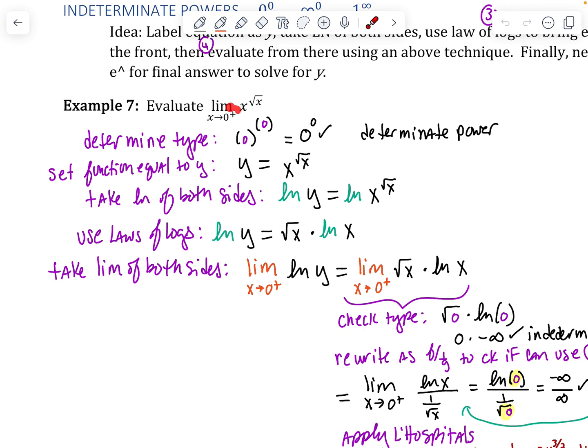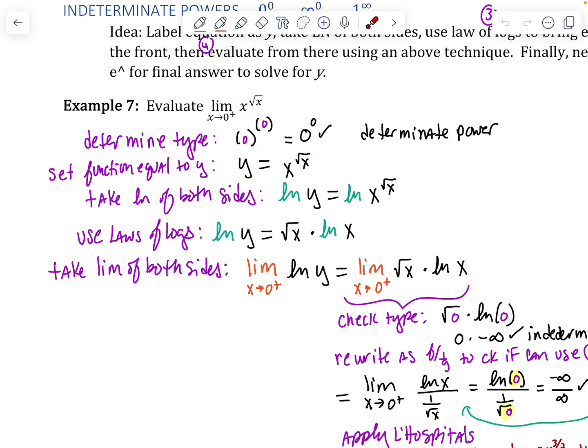So I've got the limit as x goes to 0 from the positive side of x to the power of square root of x. So if I plugged 0 in where x is and 0 in where the square root is, the square root of 0 is 0. So I really just have that whole 0 to the 0, which is an indeterminate power. So we're going to go ahead and take this equation and set it equal to y.